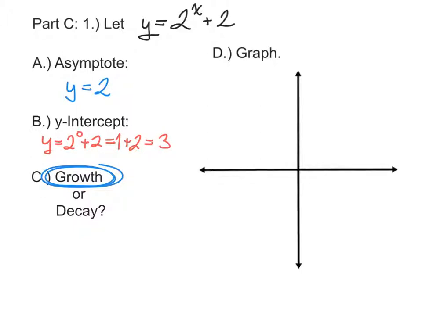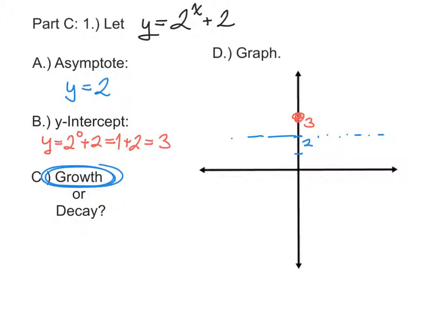First of all, the asymptote being at y equals 2. Find y equals 2 on your graph and draw an asymptote with a dotted line. Maybe even label it with the number 2. The y-intercept is going to be at 3, so go up one more and put a dot there. Maybe even label it as 3.